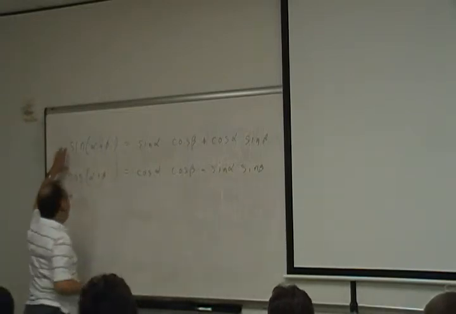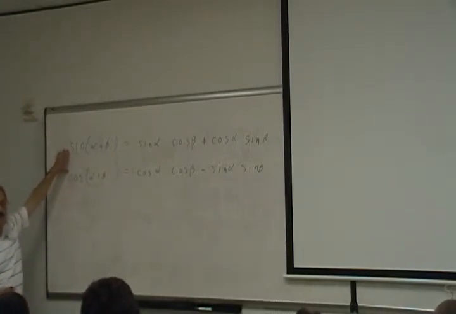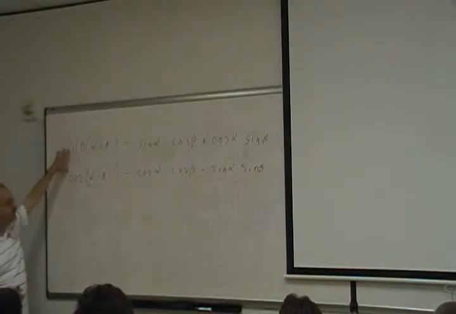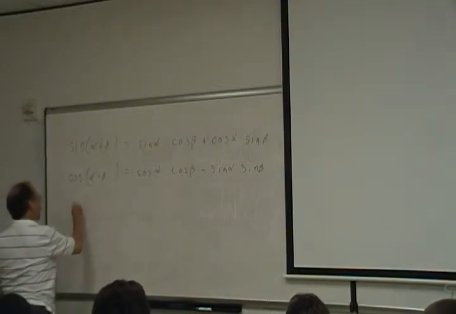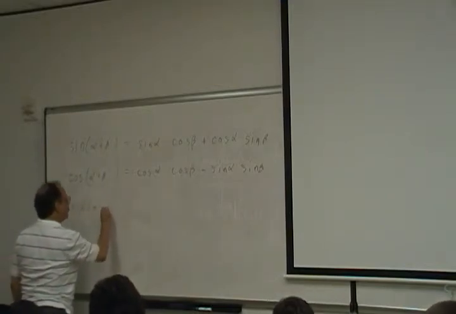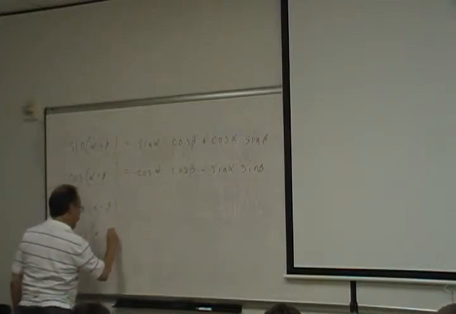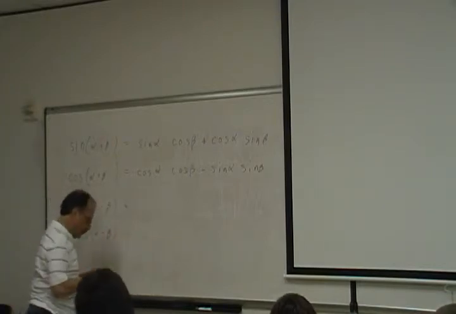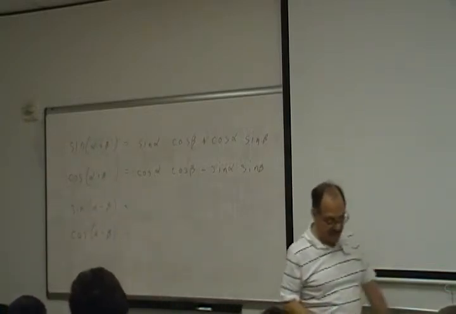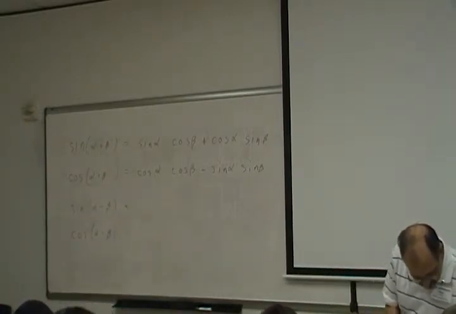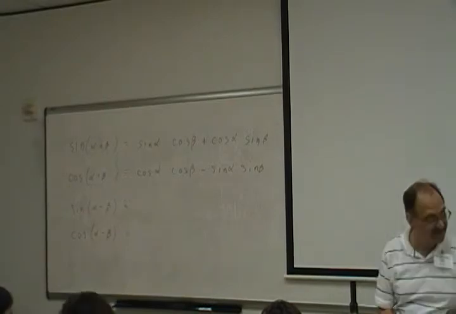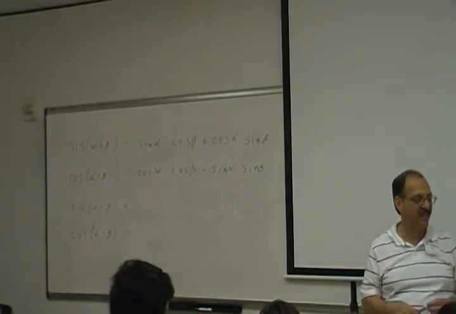Now, if you have these two, and we have to prove these two yet, but once you have those two, the next two are easy. Sine of alpha minus beta, cosine of alpha minus beta equals. Who's next on my list? Chloe. Come on up.